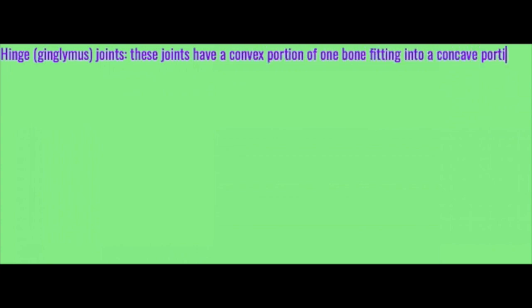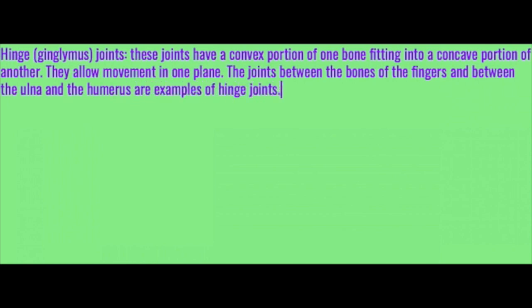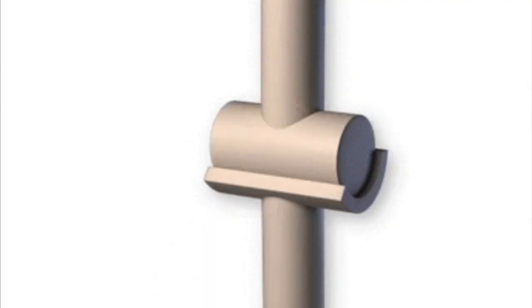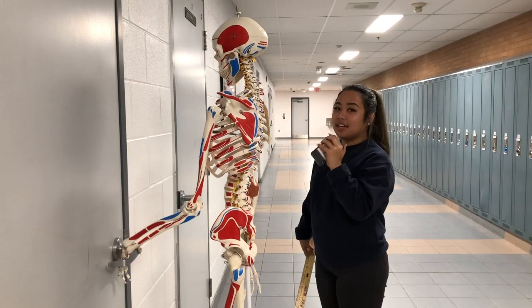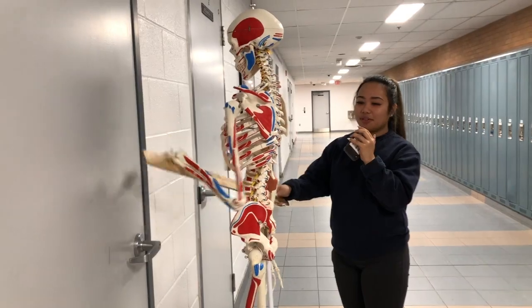Hinge, ginglymus joints. These joints have a convex portion of one bone fitting into a concave portion of another. They allow movement in one plane. The joints between the bones of the fingers and between the ulna and the humerus are examples of hinge joints. An example of the hinge joint would be the elbow.